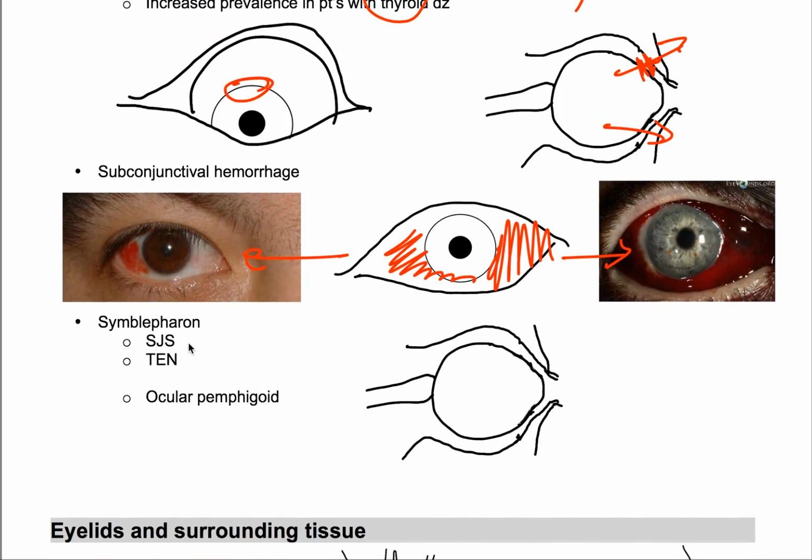Also be on the lookout for Stevens-Johnson's or toxic epidermal necrolysis, both of which make a patient more prone to ocular pemphigoid in the long run. These diseases are characterized particularly by pseudomembranes forming and connecting the inferior palpebral conjunctiva with the bulbar conjunctiva. This can be painful for the patient, difficult to deal with. They should absolutely be referred to an ophthalmologist for regular treatment, any patient who develops Stevens-Johnson's or TEN.